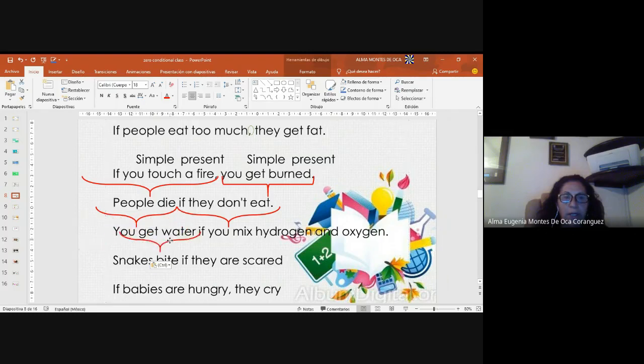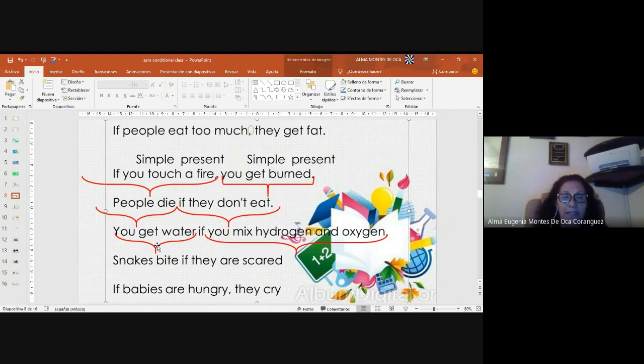Next example: you get water if you mix hydrogen and oxygen. Okay? Remember, you need two sentences in simple present. Remember, you can use if or when. When you use the condition with if in the beginning, you need a comma. And you don't need a comma when you use the result first and then the condition.